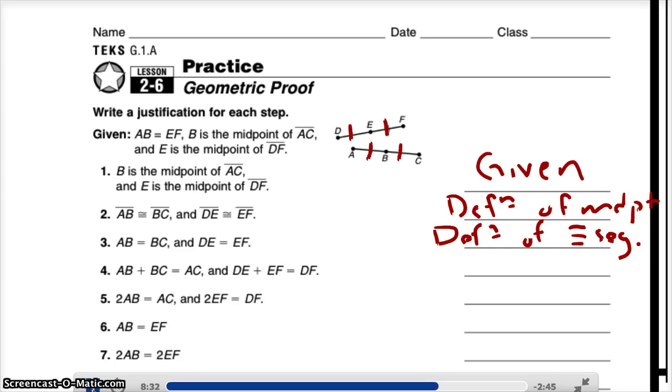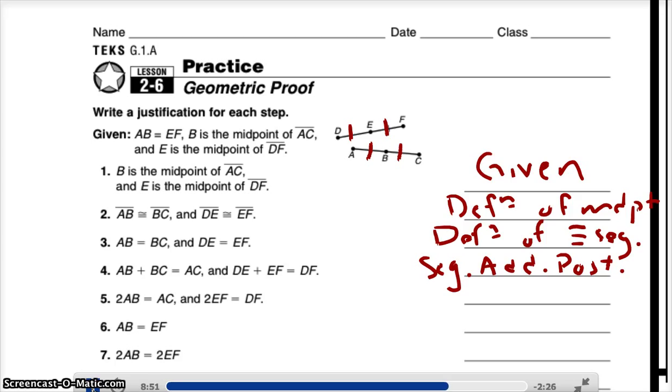Okay. Then we have AB plus BC equals AC. DE plus EF equals DF. So part plus part equals whole, which is segment addition postulate.